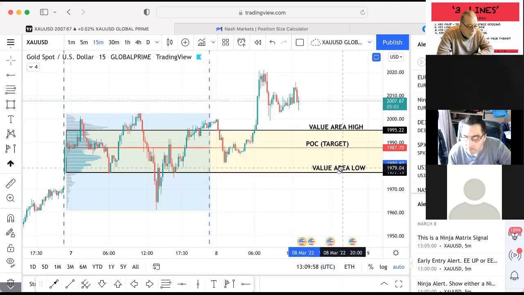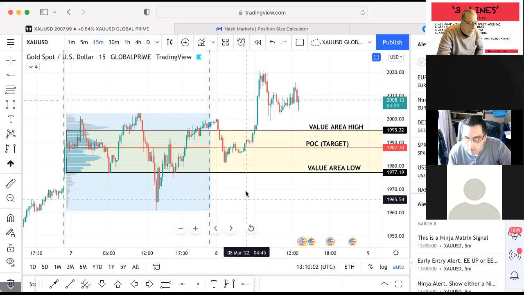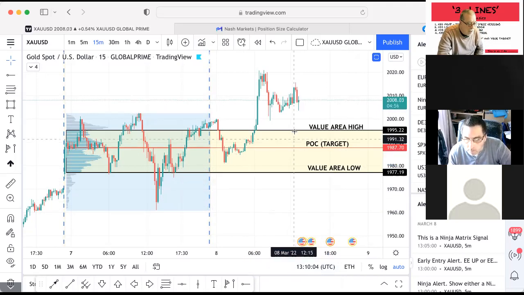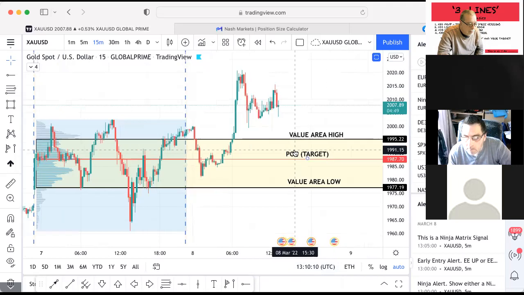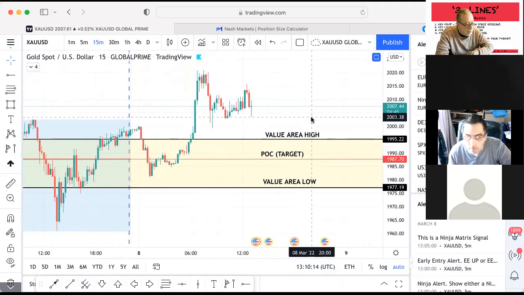Okay, so we've now done the setup for the 3-line strategy. We've defined the field of play. We've got our target for today. And now the next thing we do is we ask, is price within the field of play? And the answer is no, it's not.